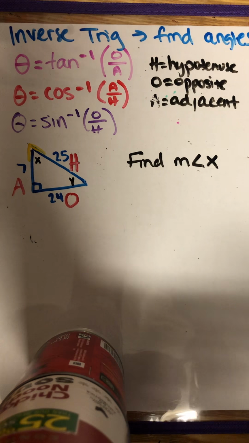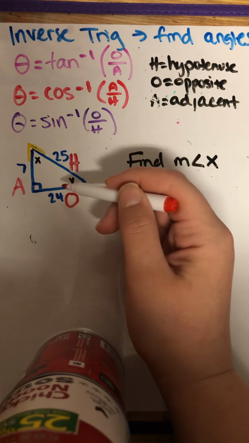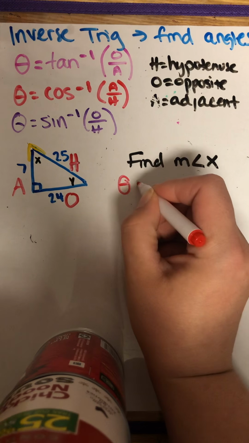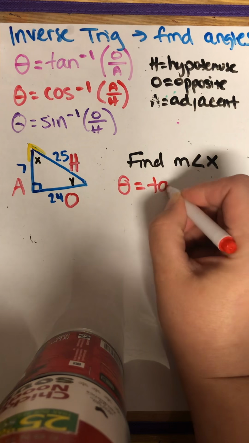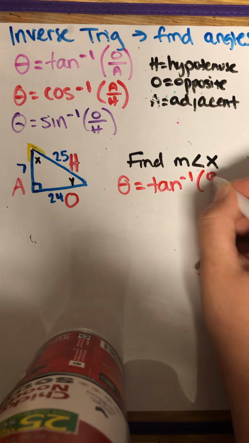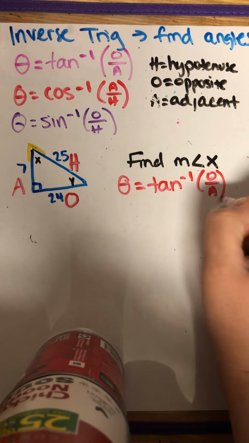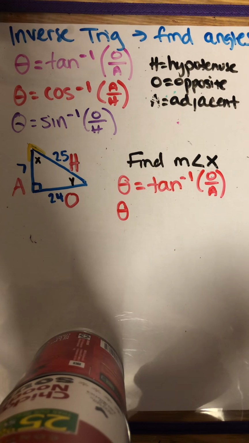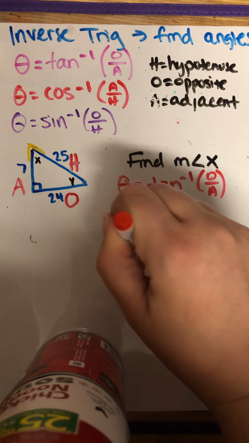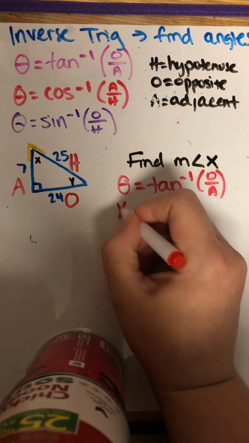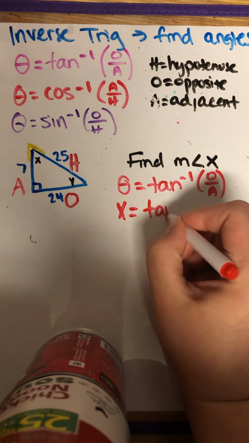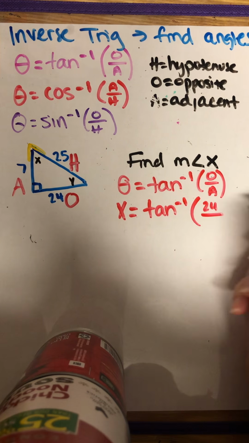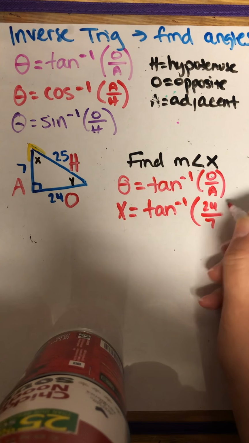So now that I have them all labeled, and luckily I have all 3 sides, I can pick any one I want. So I'm going to do my angle equals the inverse of tangent, opposite over adjacent. And then I'm going to fill it in. My angle, I don't know what that is, but instead of putting the angle sign, let me put what they put. They said this angle is called X. My inverse tangent, my opposite is 24, and my adjacent is 7.